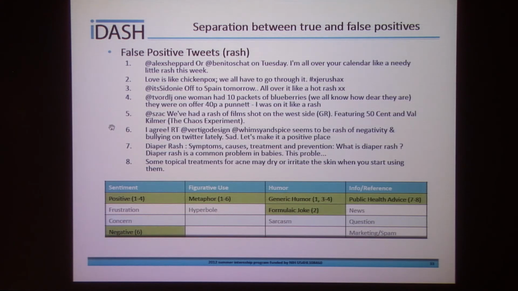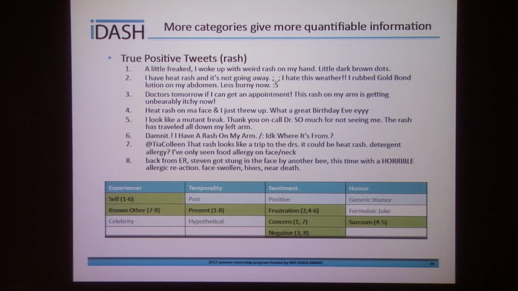Okay, so here's just a small set of false positive tweets from the rash section of the corpus. And we can see that there's some positive sentiment going on, a lot of figurative use, some humor, and some public health advice. And this, you'll see, is already different from what we're finding from the true positive tweets. So here we're finding a lot of people talking about their own symptoms or other people's symptoms. Everyone's talking about symptoms that are happening currently. Sentiment is largely frustration or concern or some other negative emotion. And if humor is used, it tends to be sarcasm.